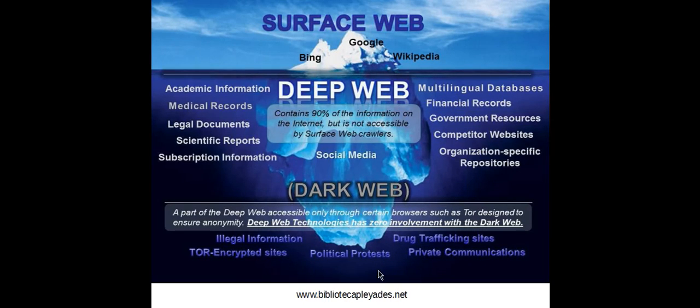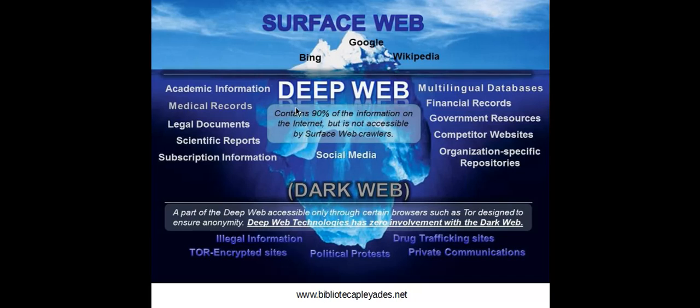So here's how most people visualize the entire internet, with this giant iceberg back here. The surface web, that is what I was just talking about. That is the 4.76 billion pages. Those pages are indexed by your everyday search engines like Bing, Google, Yahoo, and Wikipedia is on there.